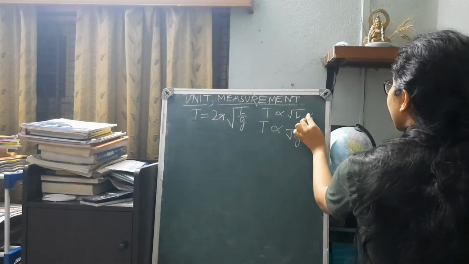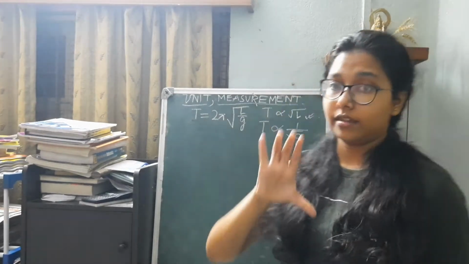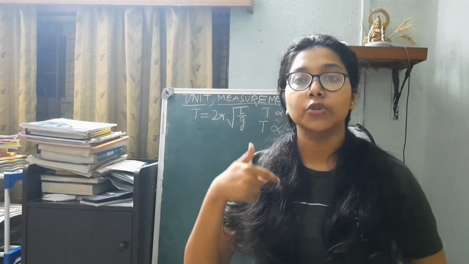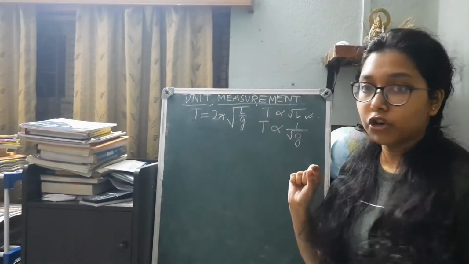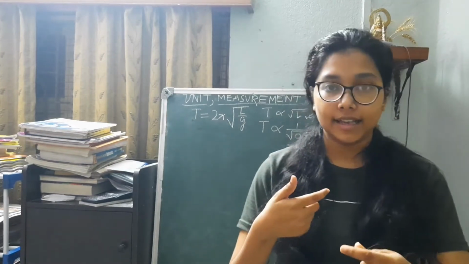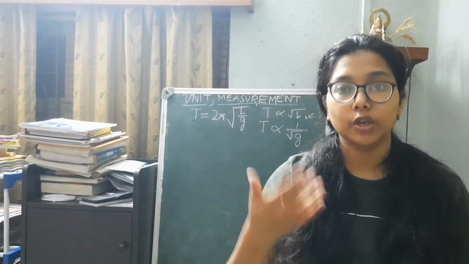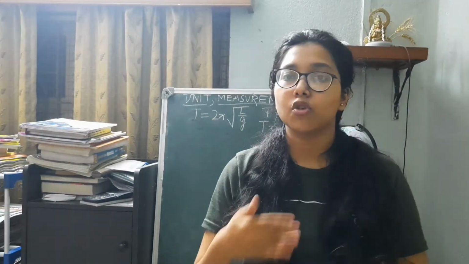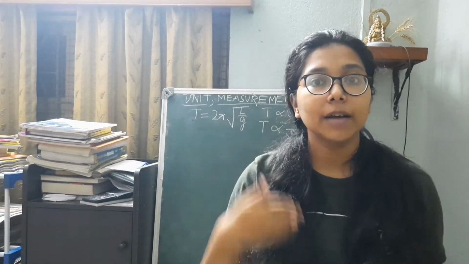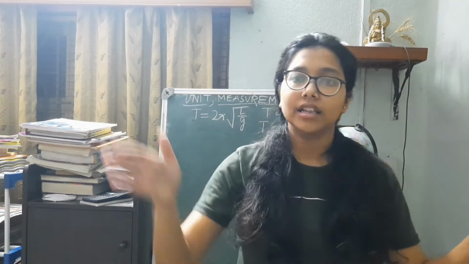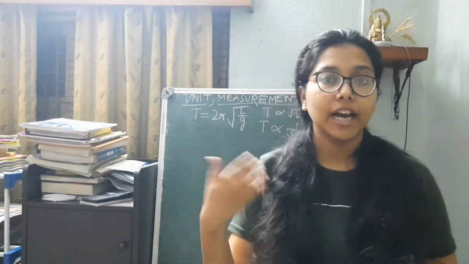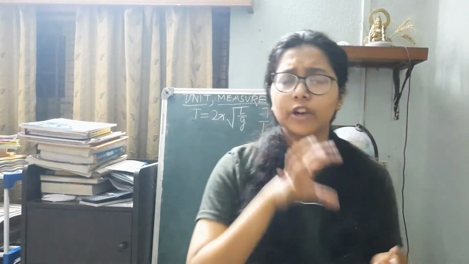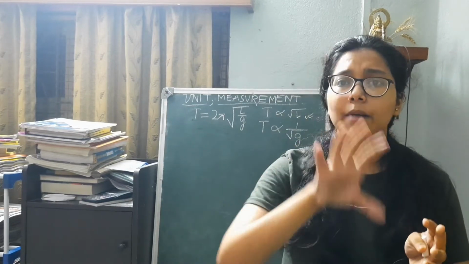From the first part, we can understand that if the length of the pendulum is increased, the time period will also increase because they are directly proportional. And if the time period increases, time will move slower because the pendulum is moving more slowly. It has more time to cover its oscillations. That means the clock becomes slow because the time frame is so much more.